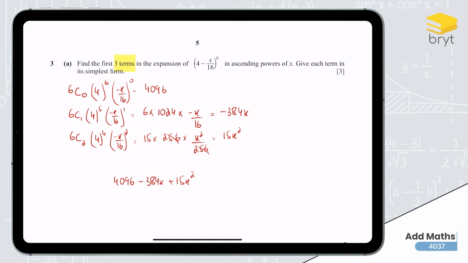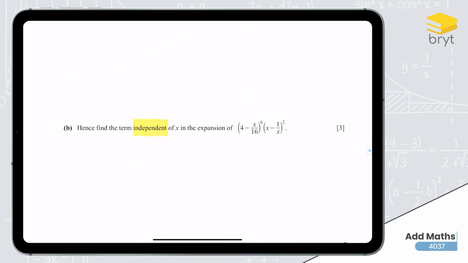There you go. Then we come to part B, where it says hence. Why exactly has the question used the word hence? Because this has to be linked with the solution to part A. Find the term independent, you can see that I've highlighted the word independent, of x in the expansion of (4 minus x upon 16) to the power 6, which we expanded earlier, into (x minus 1 upon x), the whole thing squared. So let's not worry about (4 minus x upon 16) to the power 6 for now.